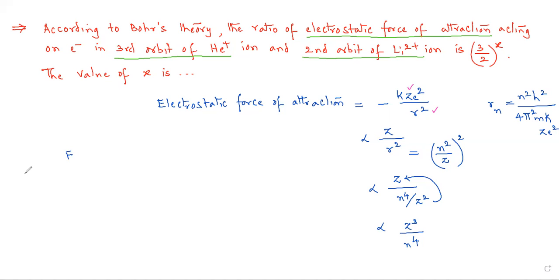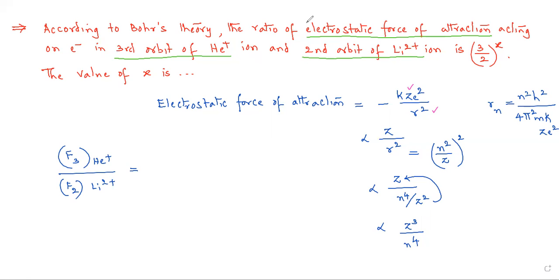Electrostatic force acting on the third orbit of He+ by the electrostatic force acting on the second orbit of Li2+. Okay, so this can be written as, in the first case, you have to consider Z cube by n power 4, even in the second case also.